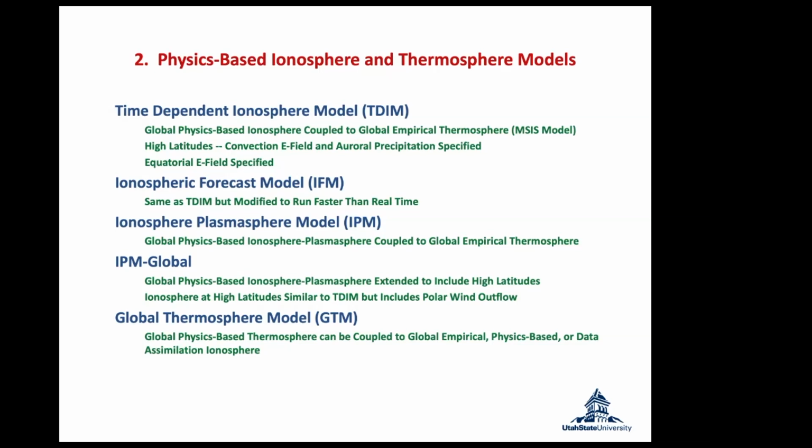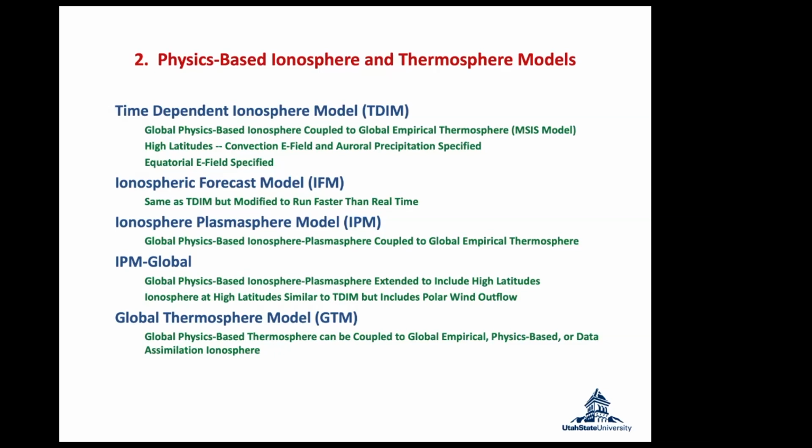The second model I was involved in the development of is the ionospheric forecast model. Basically, the IFM is the same as the TDIM, but has been modified to run faster than real time. This is because it was the first operational model that we developed, and it had to run faster than real time. The third model that I was involved in the development of is the ionosphere plasmasphere model, the IPM. It's a global physics-based ionosphere plasmasphere model coupled to a global empirical thermosphere model.